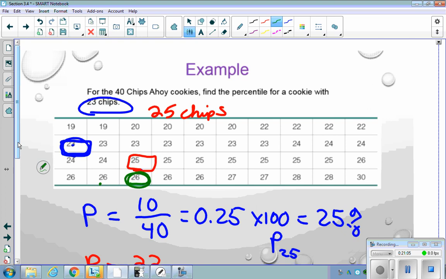So it would be the 26 chips, but because it falls here, I just have to know that the one below it would be 25. That would be the percentile, the 80th percentile. Correct, because it was duplicated. The 26 was duplicated many times. So that's not the best data set to give you an example, because we had a lot of repeats.